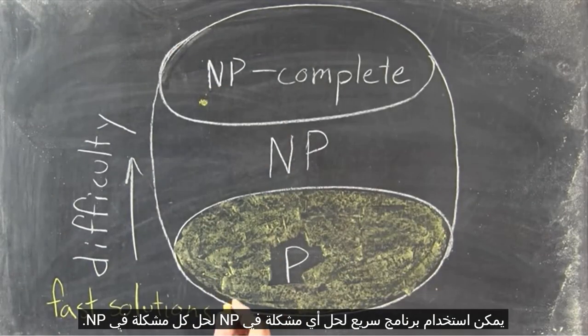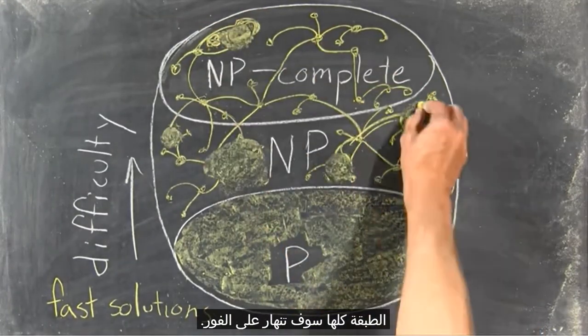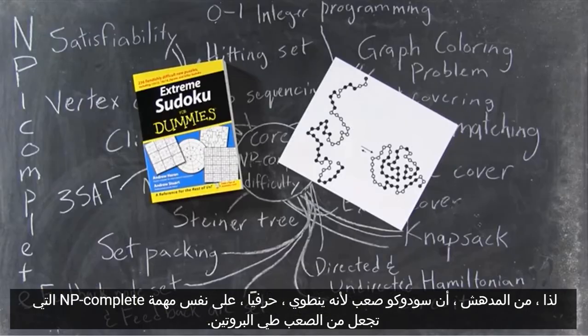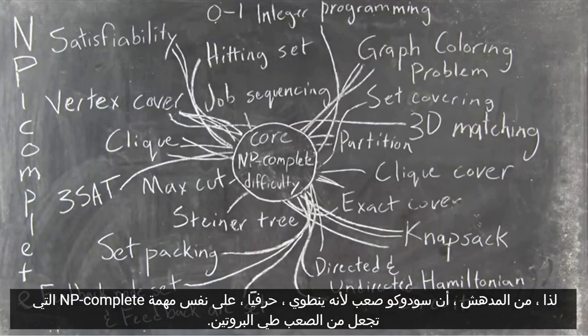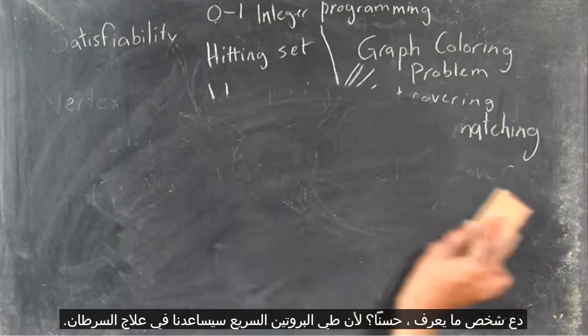A fast program for solving any NP-complete problem could be used to solve every problem in NP. The whole class would instantly collapse. So yeah, amazingly, Sudoku is hard because it involves literally the same NP-complete task that makes protein folding hard. If you come up with a profoundly faster way to play Sudoku, let somebody know, okay? Because fast protein folding would help us cure cancer.